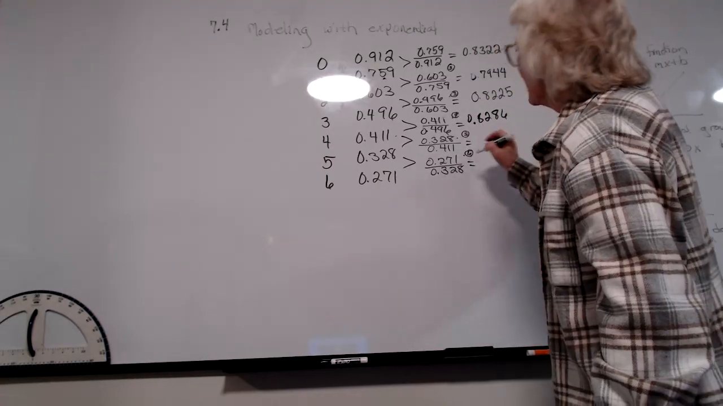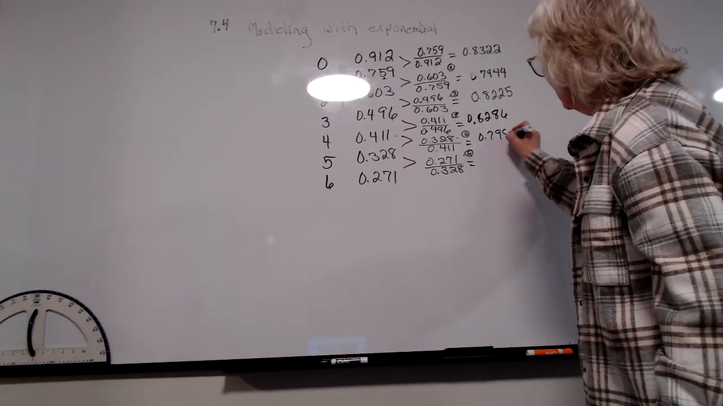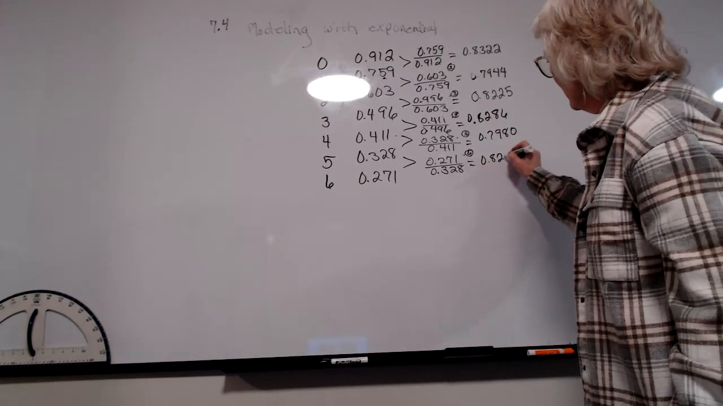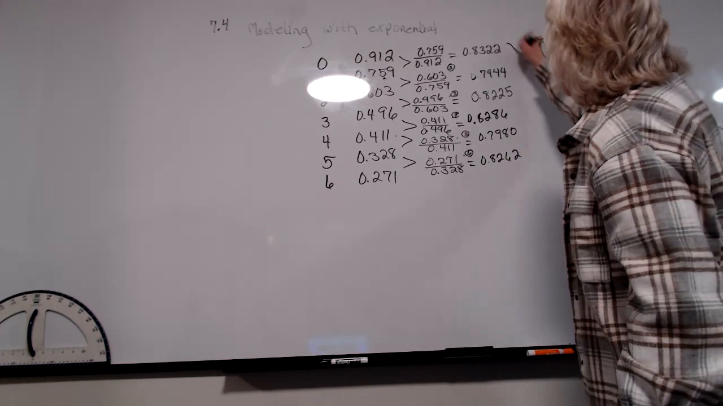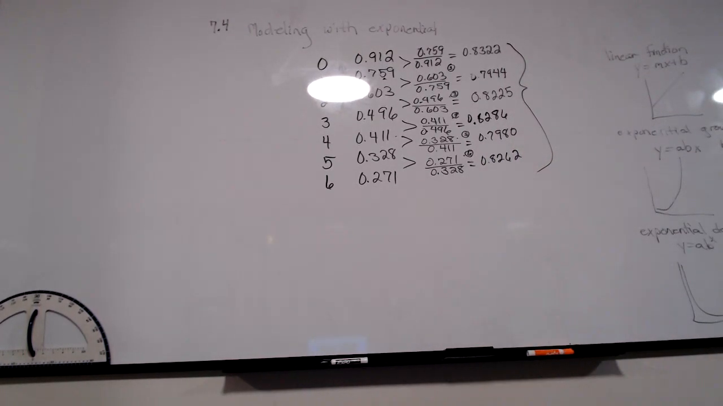0.8286. Oh, yeah, it rounds up. Okay, Brielle, 0.7980, and Ava, 0.8262. Okay. Now, if you look at these, does it look like we're being pretty consistent with the number that we're going down, multiplying by? In a way it is, okay?